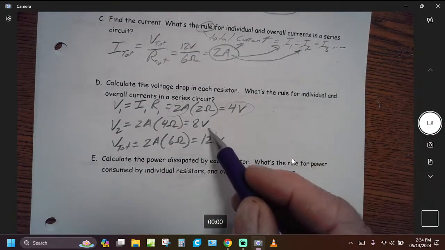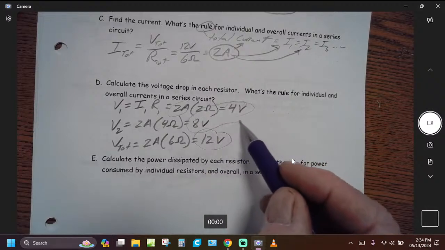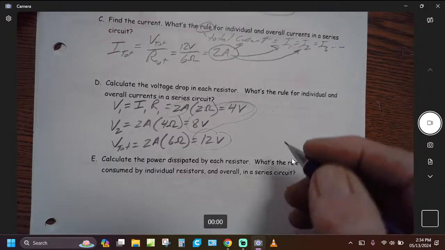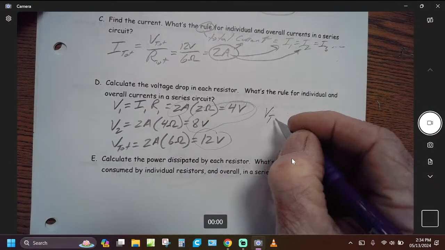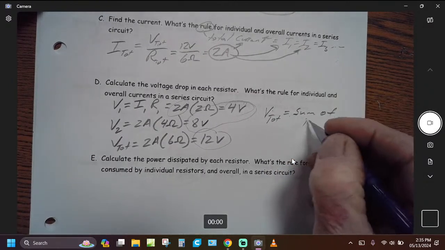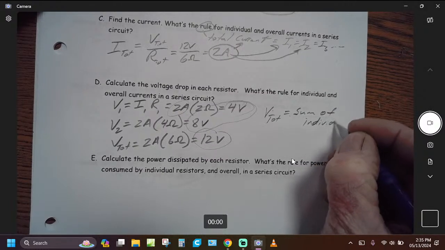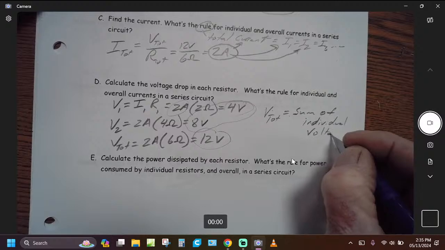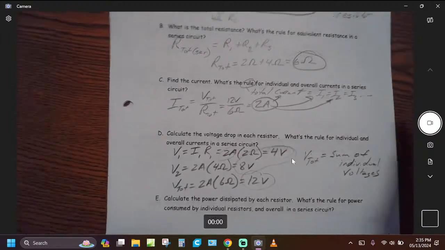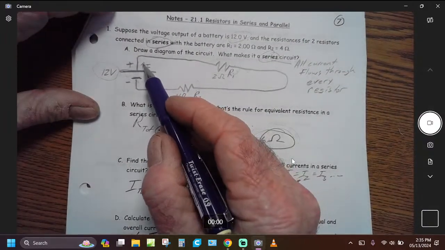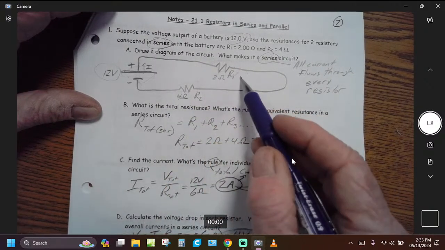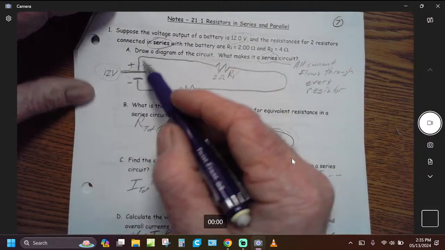So comparing the total to the individual voltages, what's the relationship? Yeah. So V total equals the sum of the individual voltages. And that should make sense. If you think of it as pressures, you start out with 12 psi more here, you drop to less, you drop back to 0. So these 2 drops have to add up to whatever that is, and then you pump back up again.